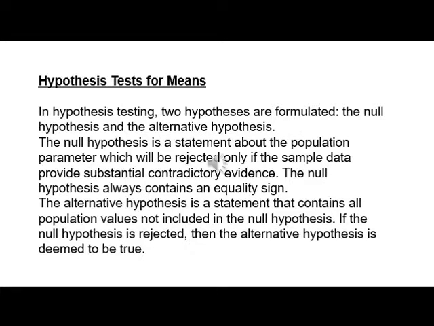Hypothesis tests for means. In hypothesis testing, two hypotheses are formulated: the null hypothesis and the alternative hypothesis. The null hypothesis is a statement about the population parameter which will be rejected only if the sample data provide substantial contradictory evidence. The null hypothesis always contains an equality sign. The alternative hypothesis is a statement that contains all population values not included in the null hypothesis. If the null hypothesis is rejected, then the alternative hypothesis is deemed to be true.